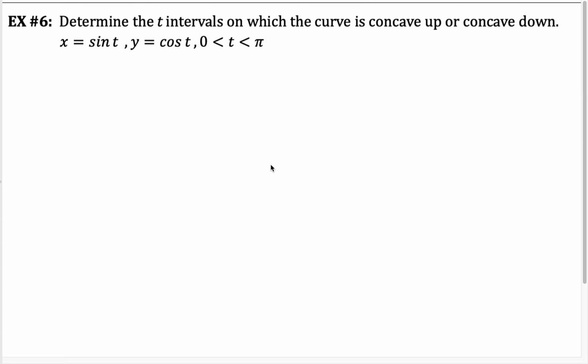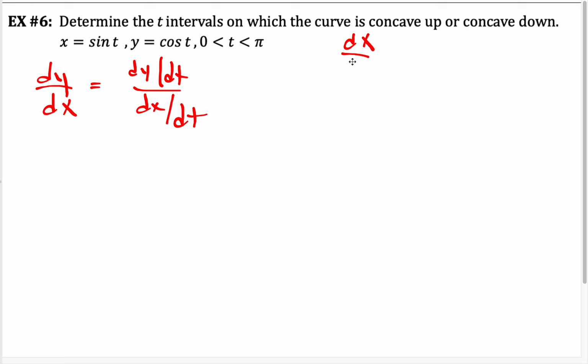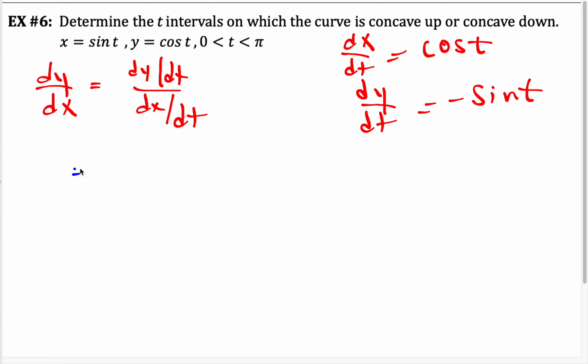So next problem is example 6. On example 6, what we are doing is determining the t intervals on which the curve is concave up or concave down. So let's grab our pen again. When it talks about concavity, I need a second derivative. So the first thing I have to do is find a first derivative. We know dx/dt is going to be cosine of t, and dy/dt is going to be negative sine of t. So let's plug those in: negative sine of t over cosine of t.